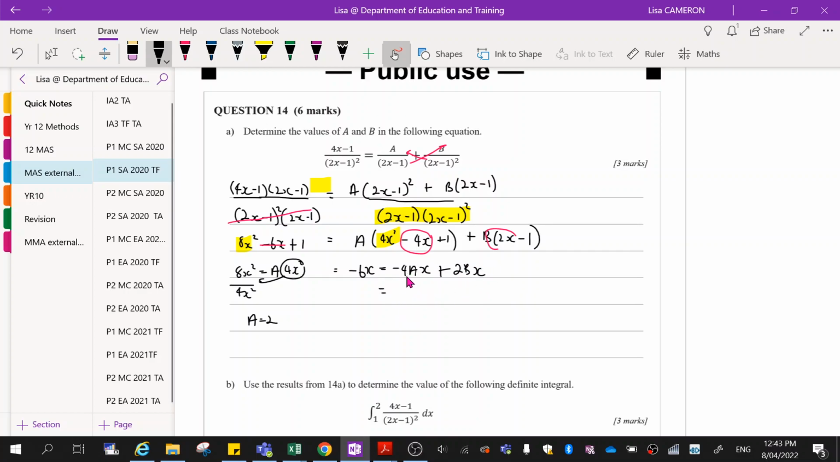Okay, so now I'm going to factorize the x out of this side. When it comes across, it's going to divide that, and I'll be left with minus 6 is equal to minus 4a plus 2b. Now I'm going to substitute back in that a is equal to 2. So that'll become minus 8 plus 2b equals minus 6. And then I'll take this one across, and it'll become 2 is equal to 2b, or that b is equal to 1. So now I've solved for a and b here.